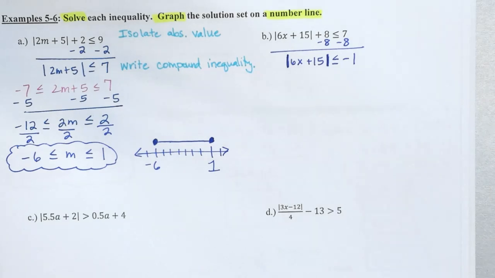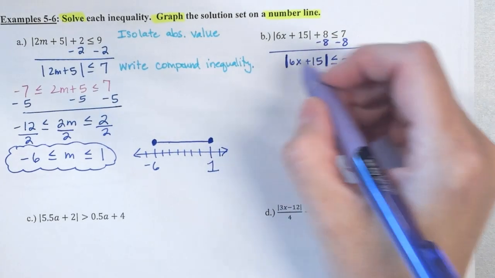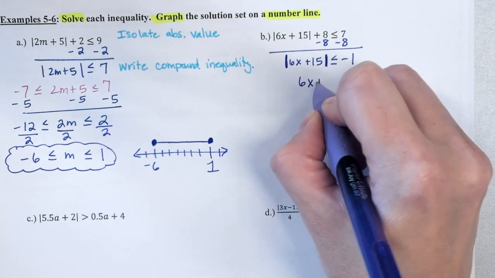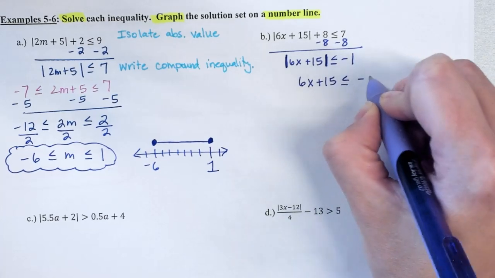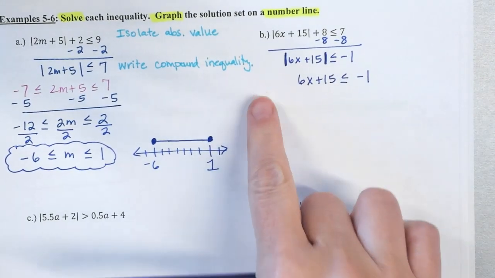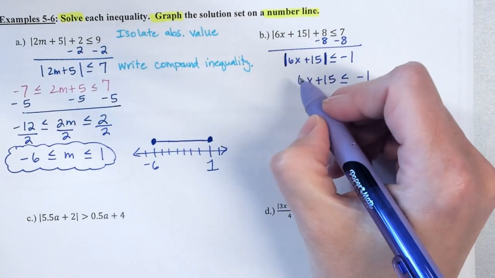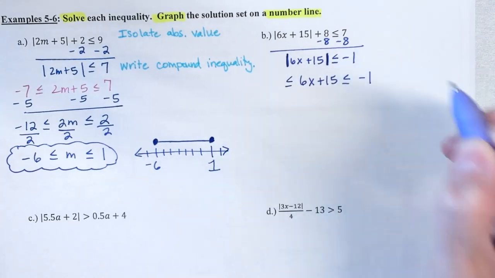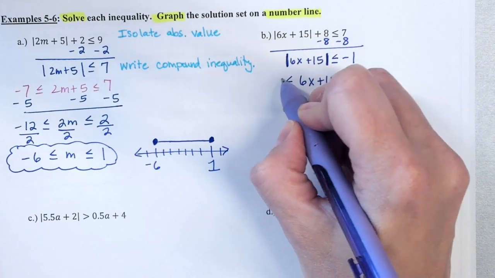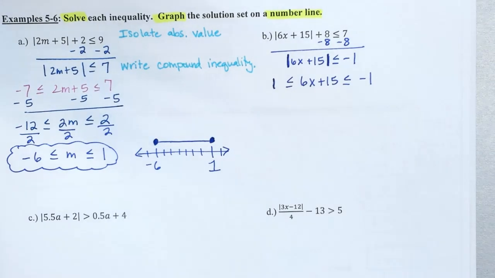And then because it's greater than or equal to, what you would have set up is the 6x plus 15 is less than or equal to negative 1. And then on this side, you'd have the opposite. What's the opposite of negative 1? 1. Okay? Now, some of you might notice there's an issue here.